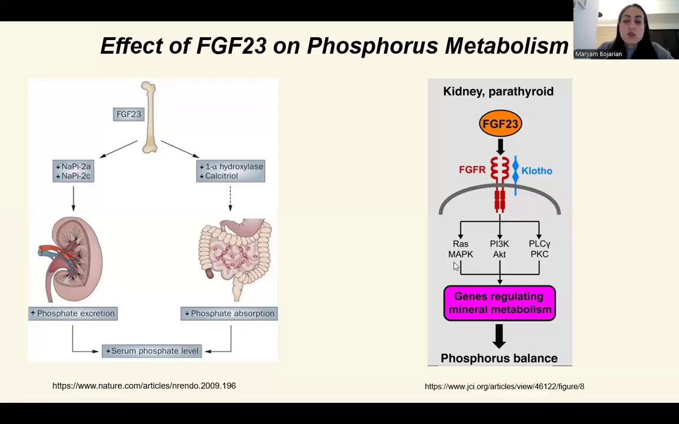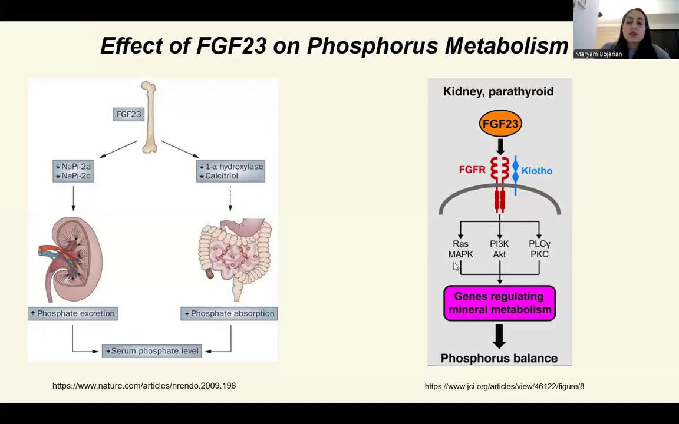So high phosphate or high vitamin D levels stimulate the production and secretion of FGF23 from the bone, and circulating FGF23 travels to the kidneys and, with the help of membrane alpha Klotho as a co-receptor, activates a signaling pathway. This signaling leads to decreased renal phosphate reabsorption and decreased production of active vitamin D, or calcitriol, by suppressing the 1-alpha hydroxylase enzyme. The overall effect is a reduction in serum phosphate and vitamin D level, maintaining mineral balance.